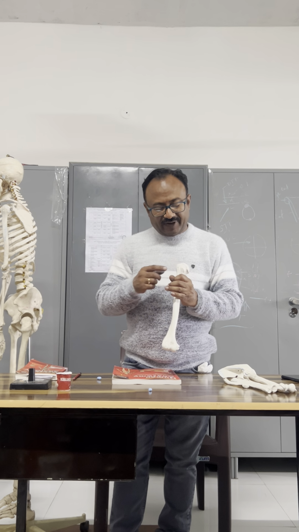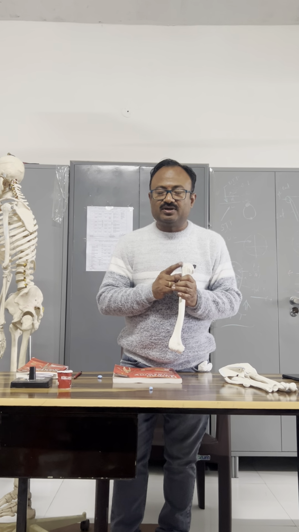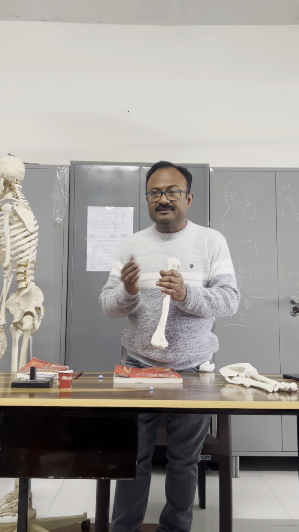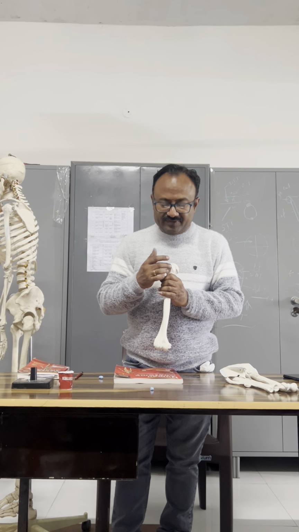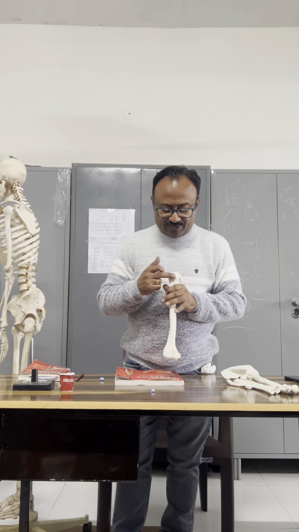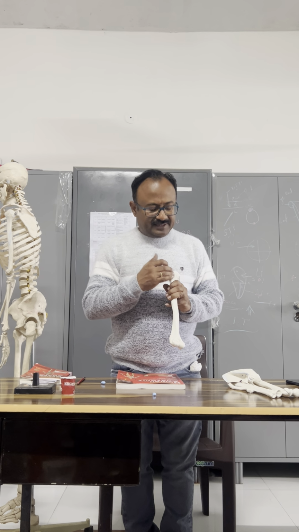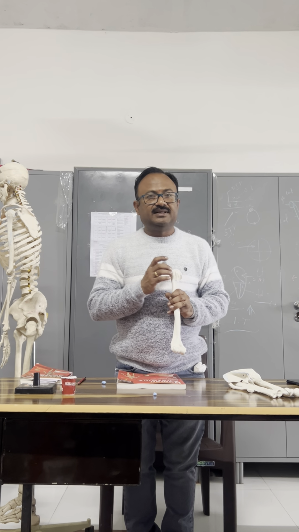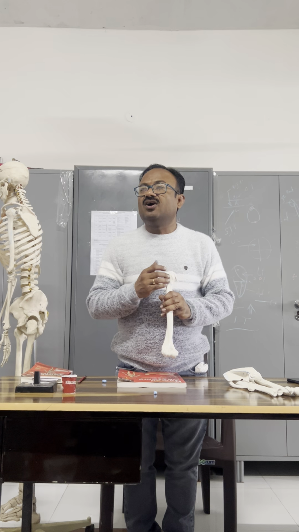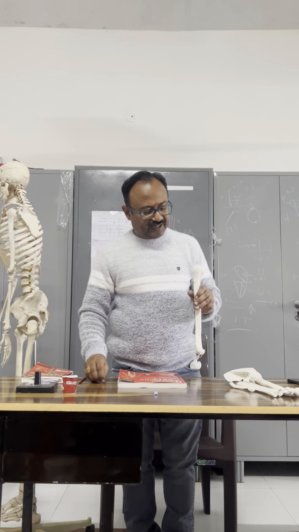At the upper end you will find two bony tubercles. The large tubercle is called the greater tubercle, found on the lateral side. On the anterior side you will find the small tubercle, called the lesser tubercle. There is a sulcus in between the two tubercles called the intertubercular sulcus, or bicipital groove.